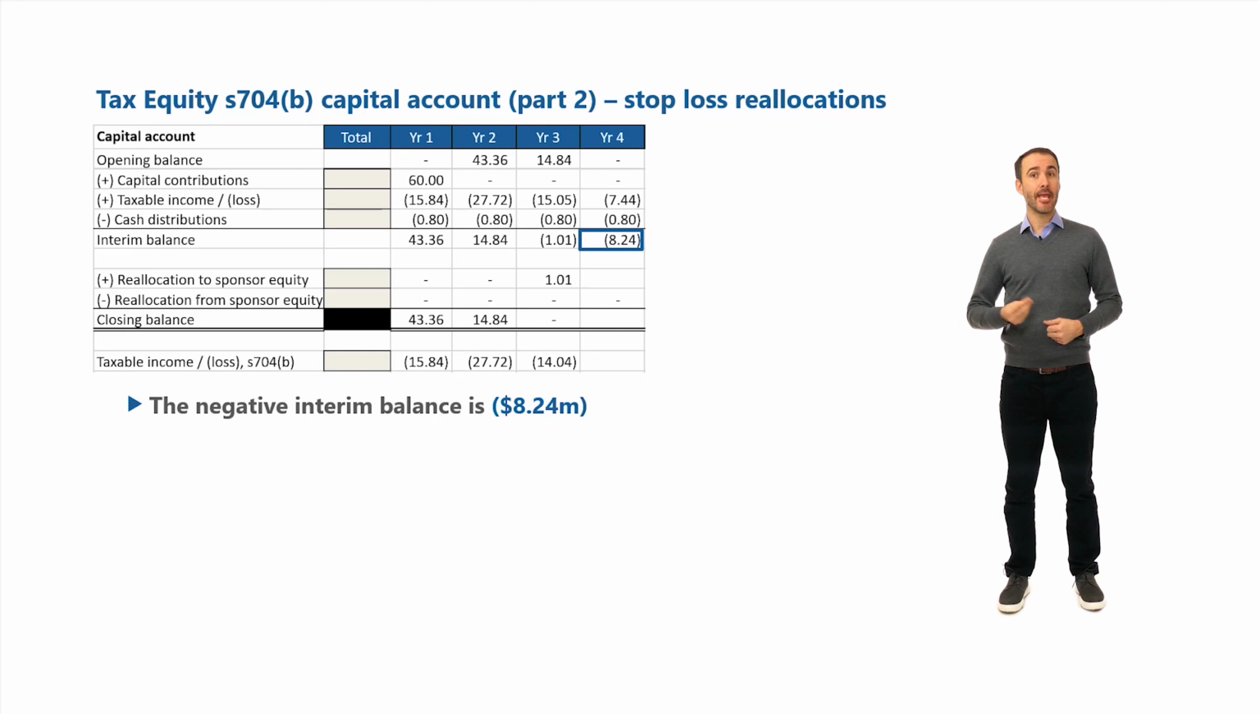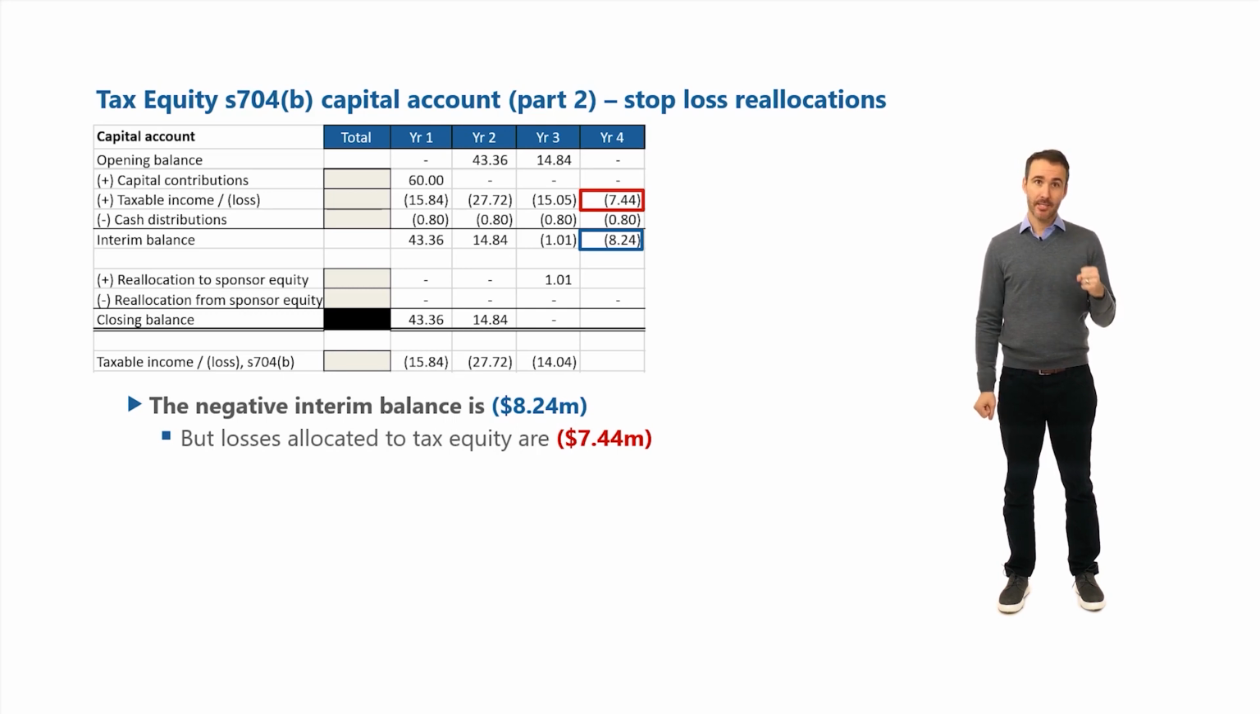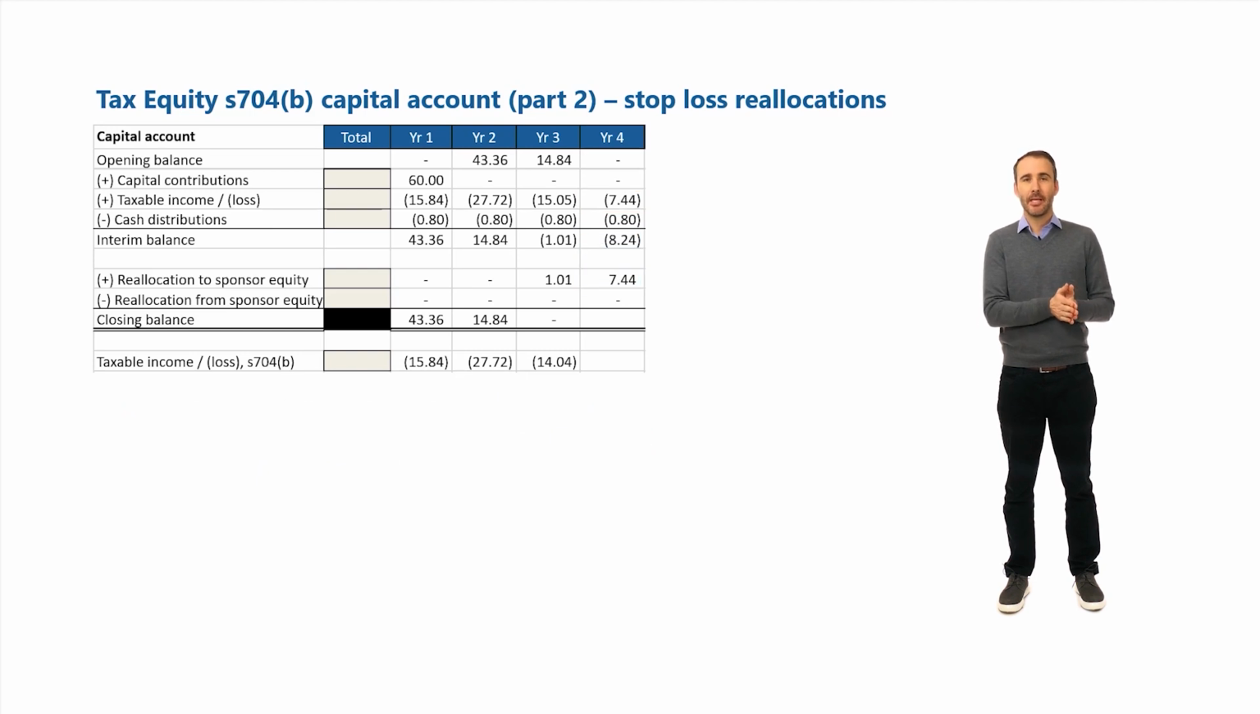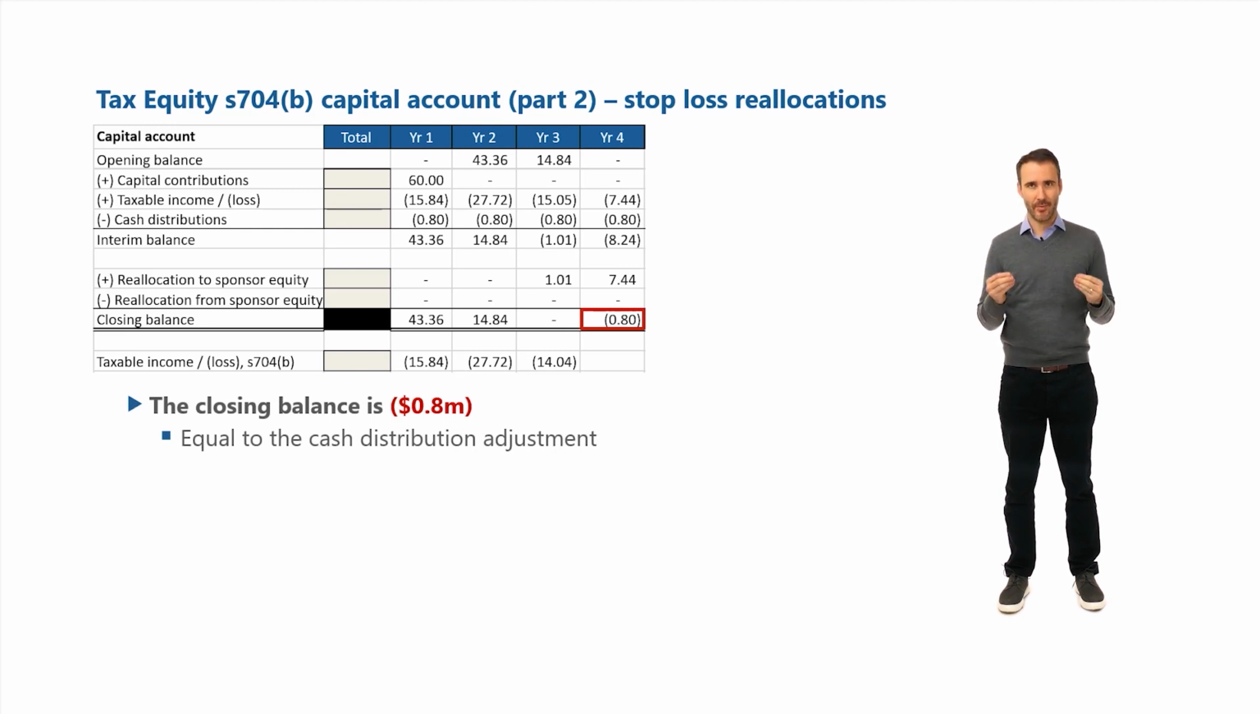We need to reallocate 8.24 million in losses to the sponsor in order to maintain a 0 capital balance. But tax equity only receives 7.44 million of losses, with the remaining 0.8 million of the total 8.24 million negative interim balance being from cash distributions. And we can only reallocate the total losses in the year allocated to tax equity, which is 7.44 million. So adding this 7.44 million to the 8.24 million interim balance, the closing balance is still negative to the tune of the amount of the distribution tax equity receives, being negative 0.8 million.